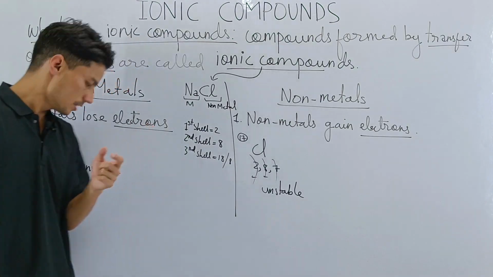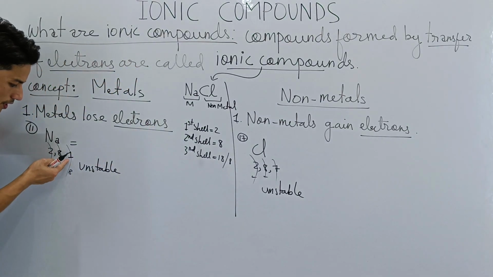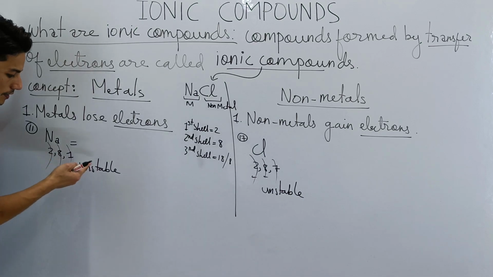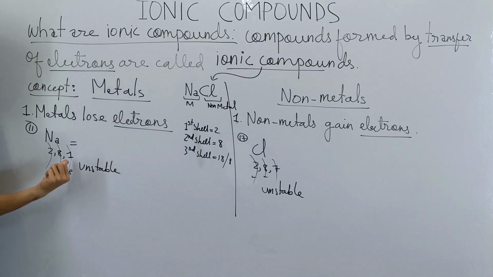Why am I saying unstable? I am saying unstable by taking the number of electrons in the outermost shell. I repeat, I am declaring that sodium is unstable by checking the number of electrons in the outermost shell. The number of electrons in the outermost shell is 1. So carrying 1 electron in the outermost shell, sodium is unstable.